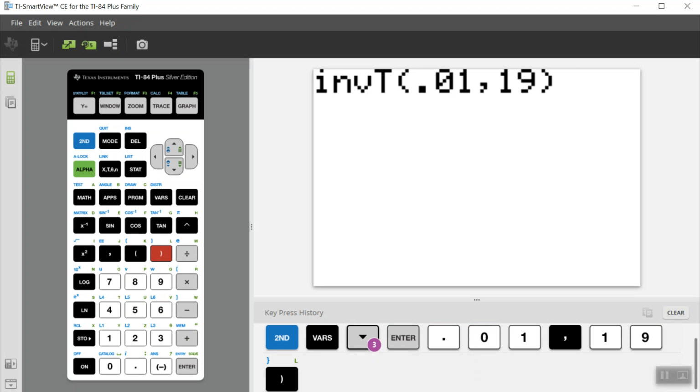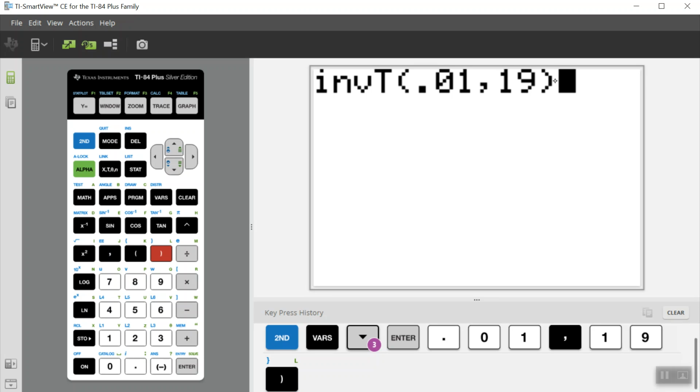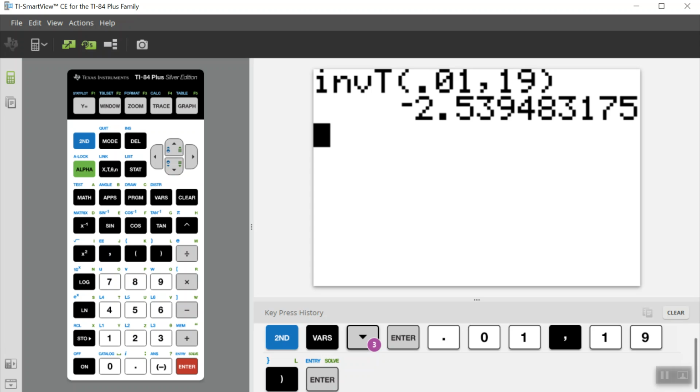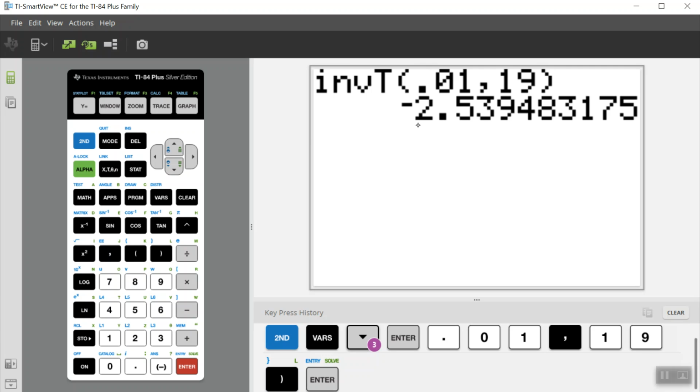On some calculators, there's a different thing where you have to put in the mean and the standard deviation. Start with the basic mean of 0 and a standard deviation of 1 to get your t-value. And then when you hit enter, it'll spit out your t-value. My t-value here is a minus 2.5394, or 2.5395. We'll use 2.5395.